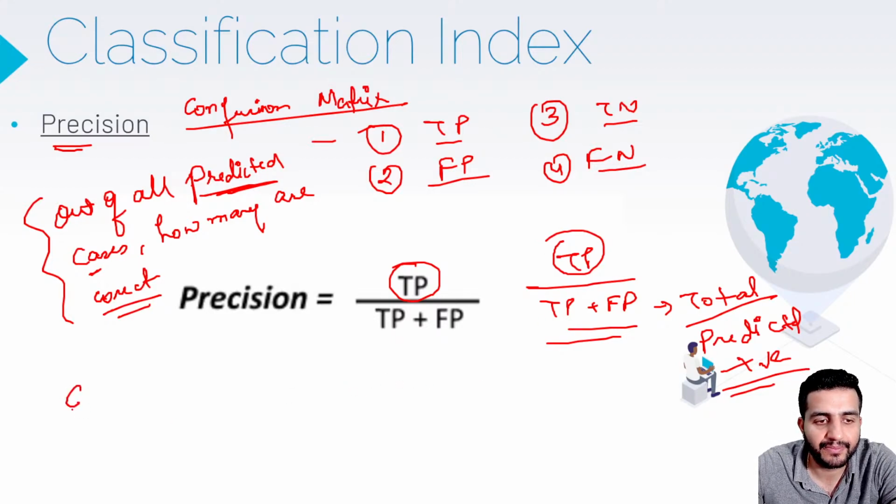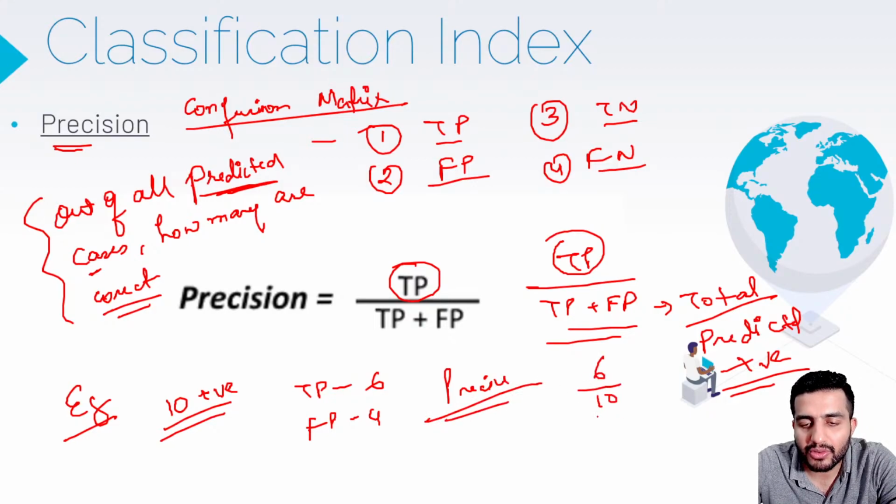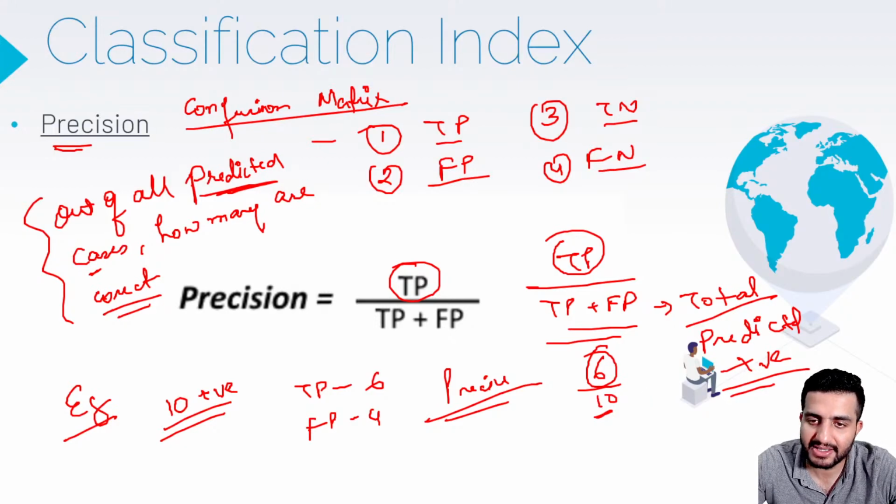Suppose, for example, I have 10 positive classes, right? Out of which true positive is say 6, false positive is 4. So what is my precision? It is nothing but 6 by 10. So out of total predicted positive, only 6 times I am correct. So my precision is 6 by 10. Make sense, everybody? Right? So this is how precision is given.